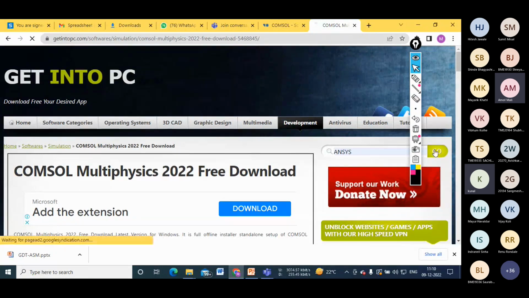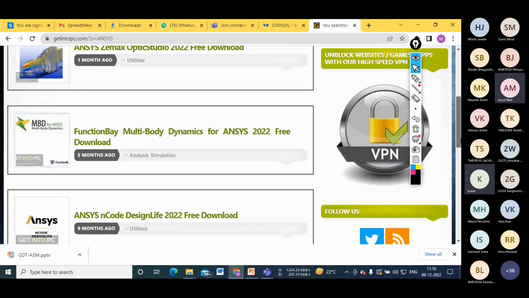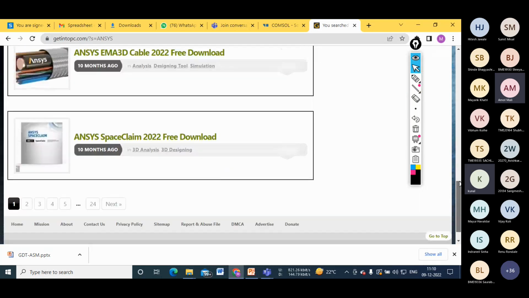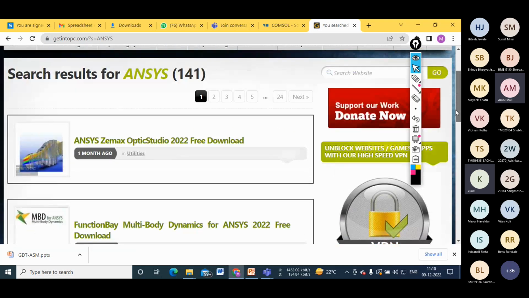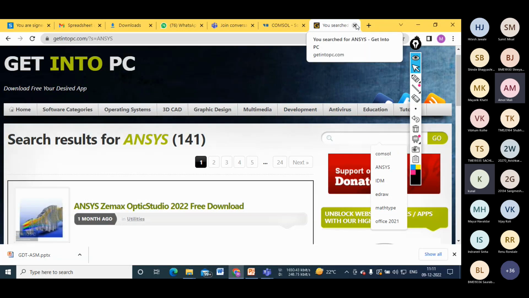For example, if you put ANSYS in search, you will get ANSYS also. Various versions of ANSYS you will get from these websites. You can get CATIA also, SolidWorks also, you can get antiviruses also. But from these websites you are getting only the crack version, not the license version.